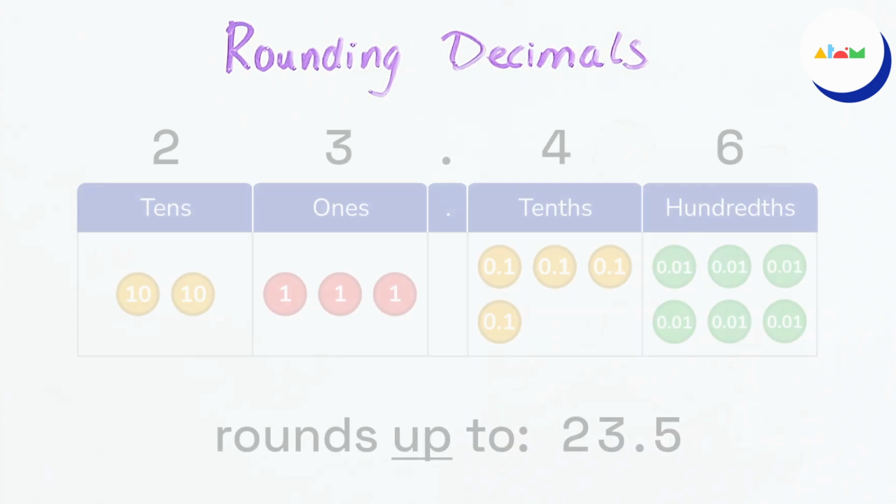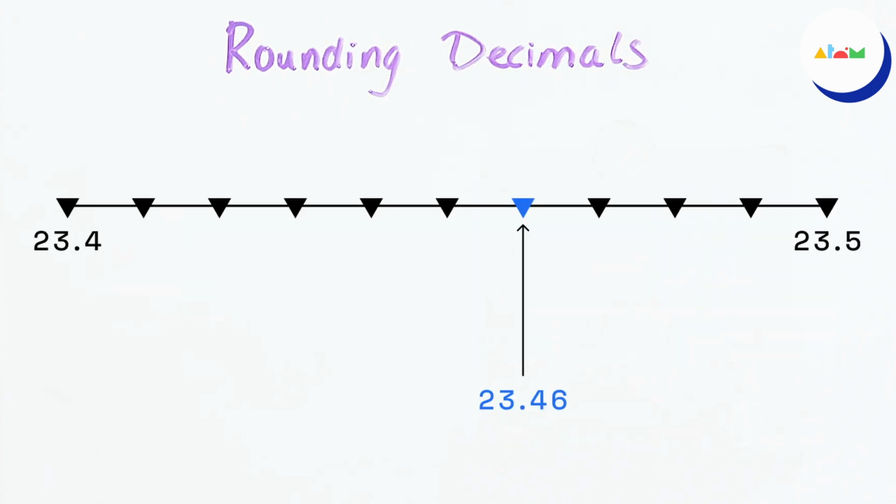Therefore, 23.46 rounded to the nearest tenth, or to one decimal place, is 23.5. We can check our answer by placing 23.46 on a number line between the nearest tenths. We can see that 23.46 is closer to 23.5.